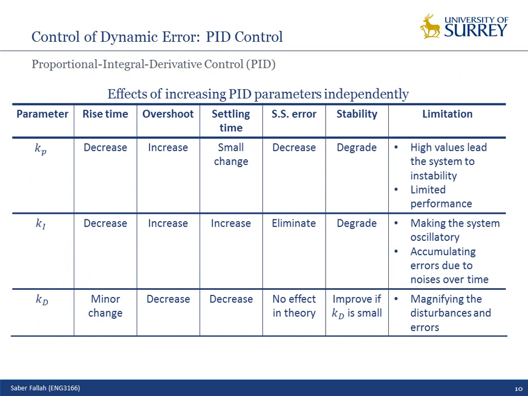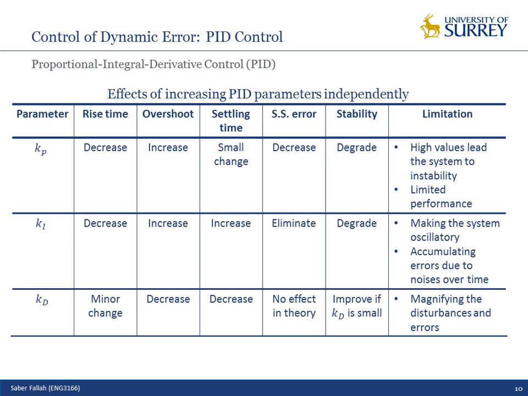So, as a summary, to wrap up the PID controller: if I just use the proportional controller, in general, rise time will decrease, which is usually wanted. Overshoot will increase, which is unwanted. Settling time changes a small amount. Steady state error will decrease, which is wanted. Stability will decrease, which is unwanted.